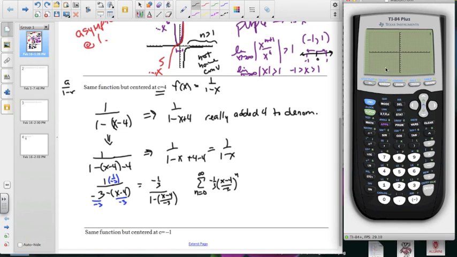Okay, so let's turn this off. Let's just graph the original function. So there's our original function, looks just like what we had before. And now I'm going to graph my equivalent function centered at 4. And again, it's still mathematically equivalent to what we have here. Let me change that to a thick line. And so when I graph that, I have to turn it on. There we go. I was wondering why it didn't graph.